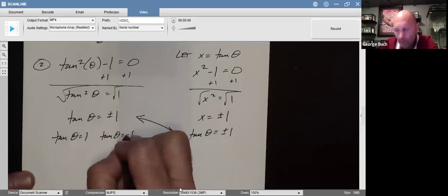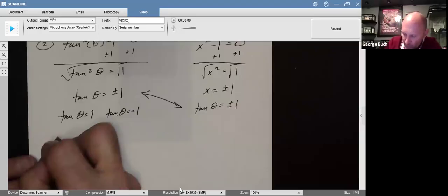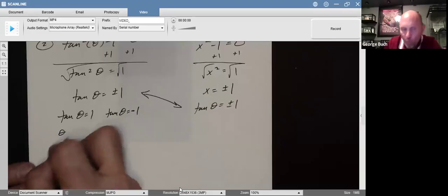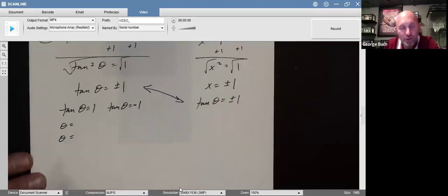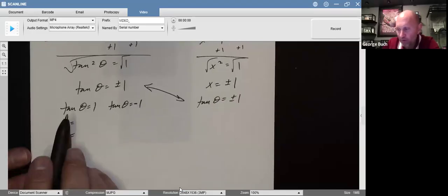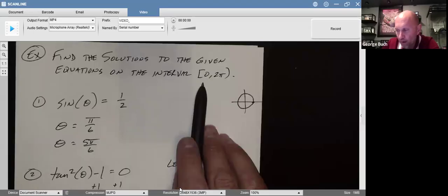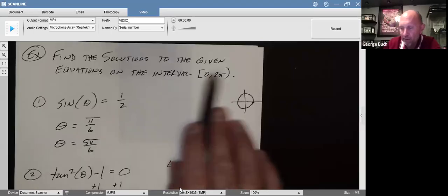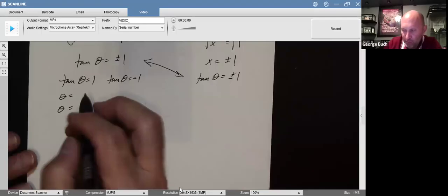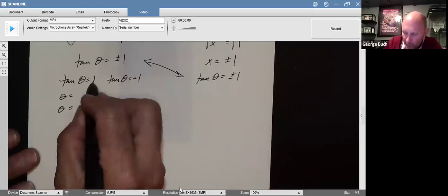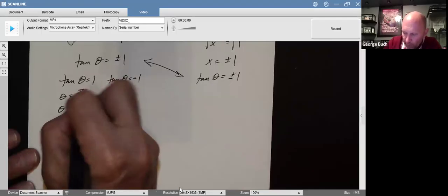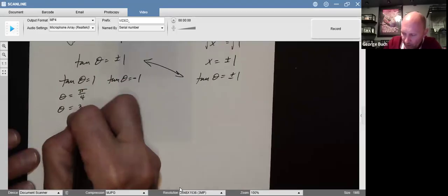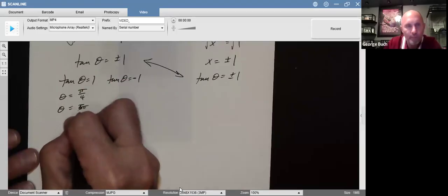So let's look at these separately. First of all, where on the entire unit circle, because that's what this is asking us, on the interval 0 to 2 pi, where on the entire unit circle is tangent positive 1? Well, that's pi over 4 and 5 pi over 4.